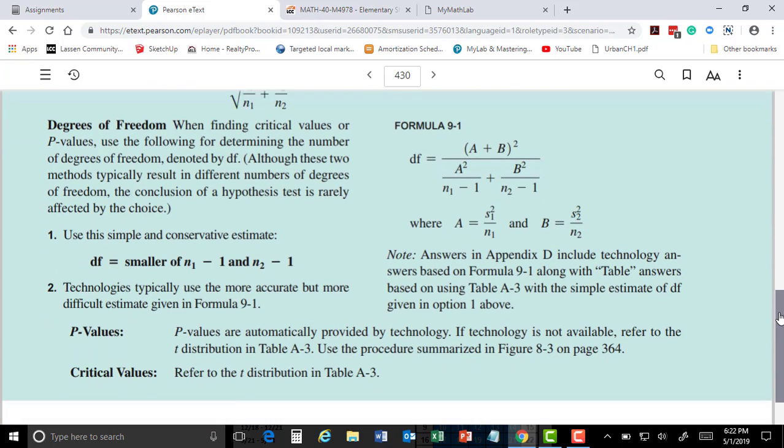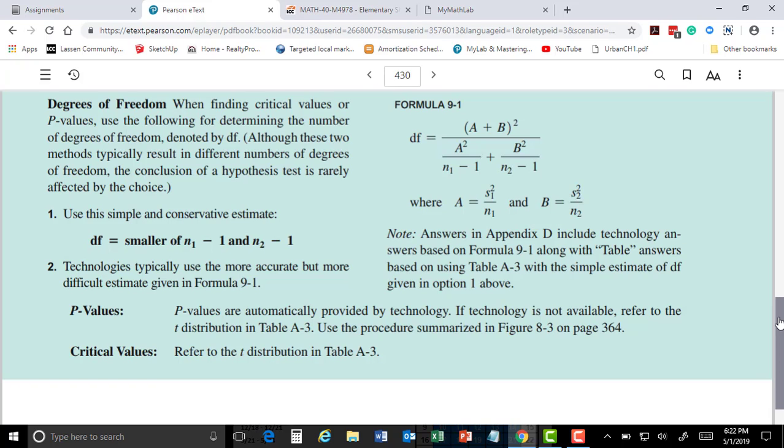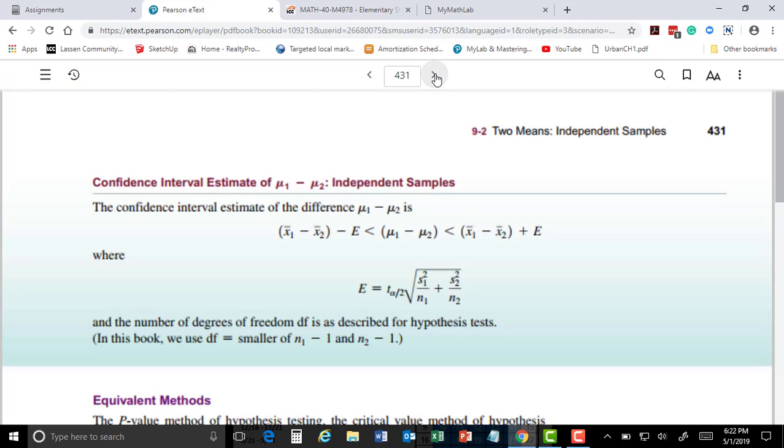And on your final, you can have the book there to look at the formulas, so you don't necessarily have to memorize them. But clearly, you're going to need to know how to use which test statistic for what. Here's table A3 for the t distribution. Let's go over here. Okay, now the confidence interval.